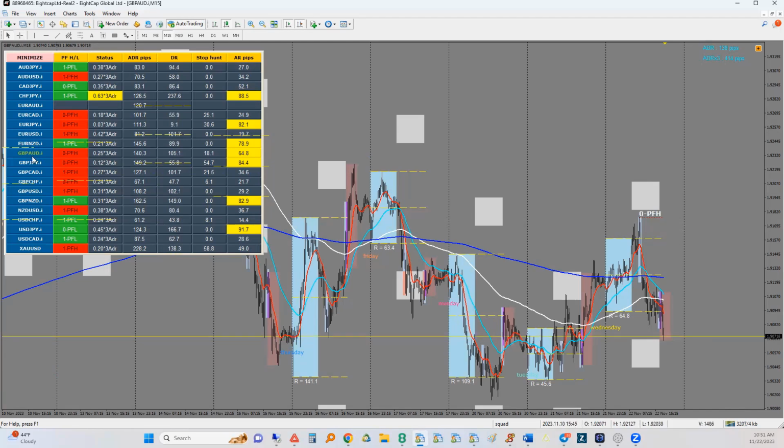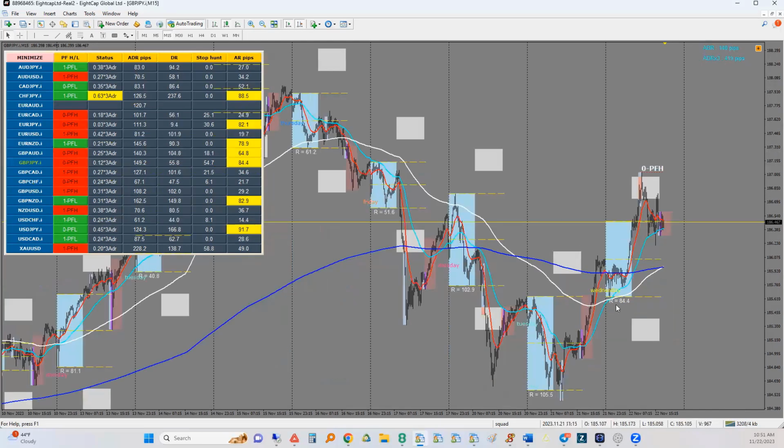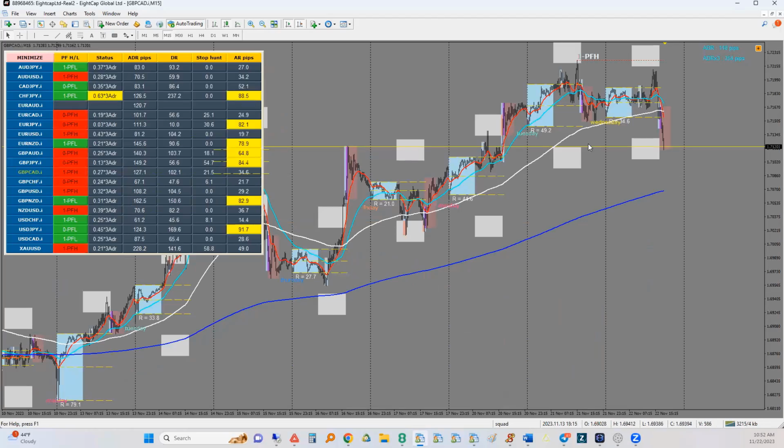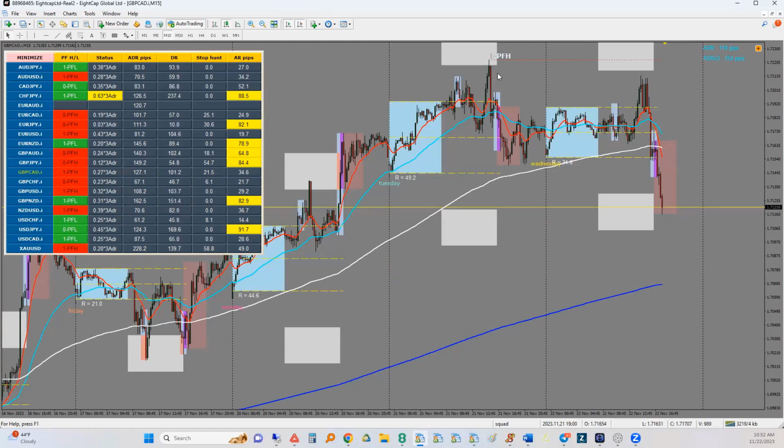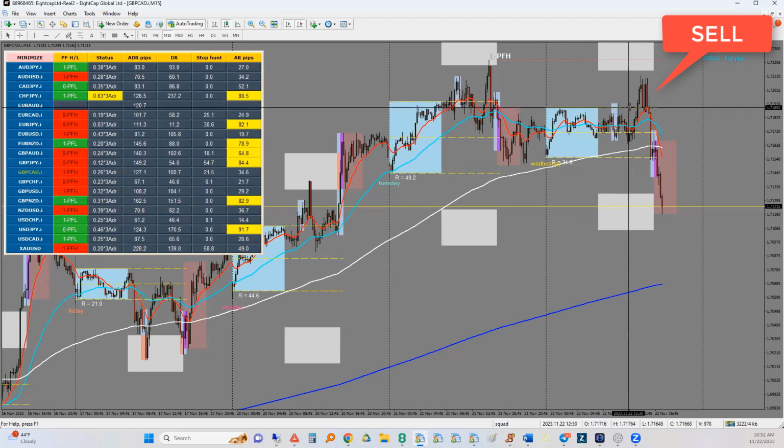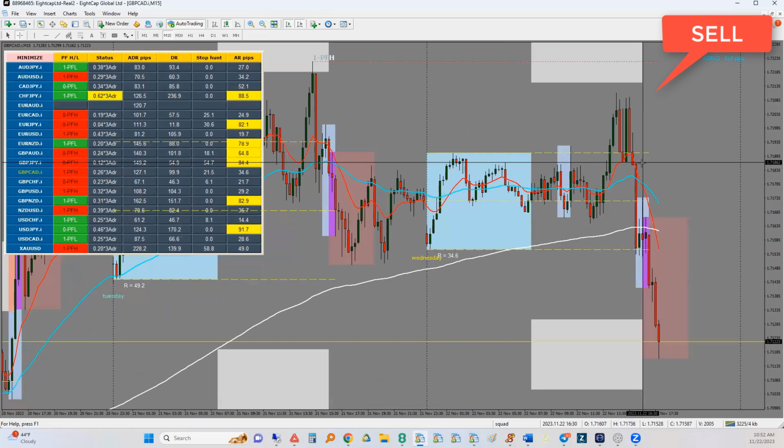Okay, so we go pound JPY. Yesterday would have been a good opportunity for a buy. Today, same thing, this PFH is not valid, so we skip this. We don't target that. Okay, so pound CAD looks very good. Pound CAD would have been a very good opportunity, and it looks like there would have been an entry here for a sell, and you would have made money.